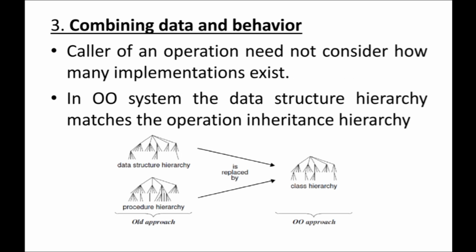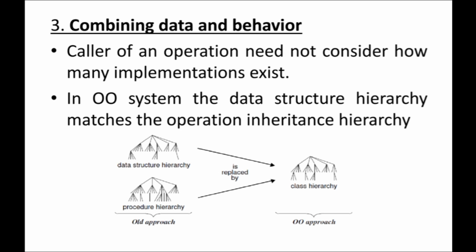Combining data and the behavior. Here, combining data and behavior means, you know that in object oriented, similar objects are grouped into classes. For example, a class contains a set of students. Here students are similar objects. I can group the similar objects into a class.